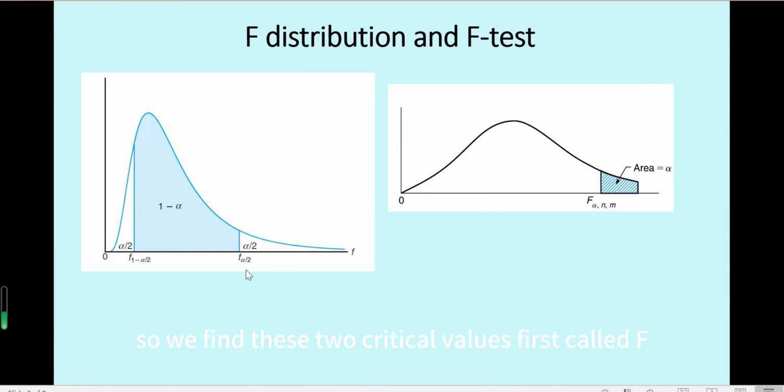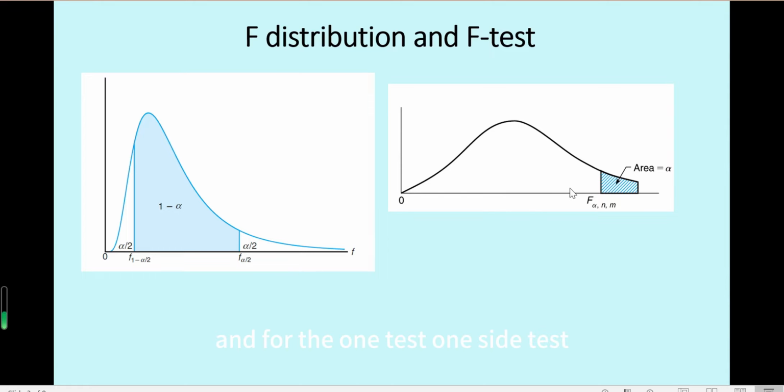So we find two critical values first, called F half alpha and F 1 minus half alpha. If we define the significance level of the test as alpha, say alpha is 0.05. So here, this critical value is F 0.025, and this is F 0.975, because 0.025 will leave the area to the right. This white area is 0.025, and same for this white area.